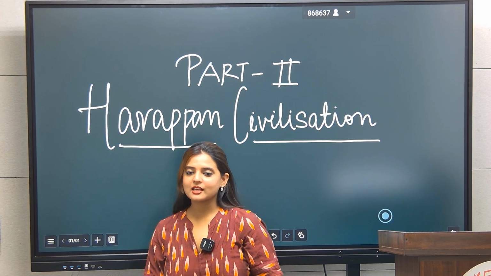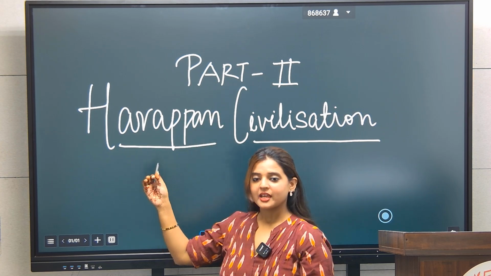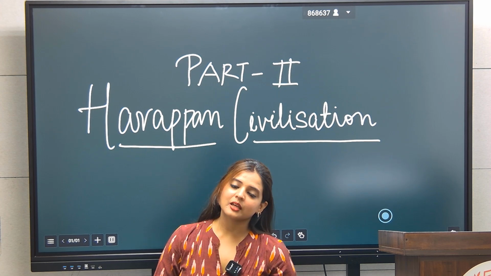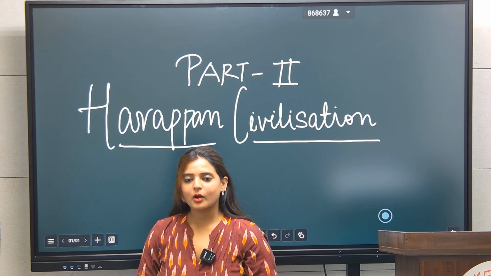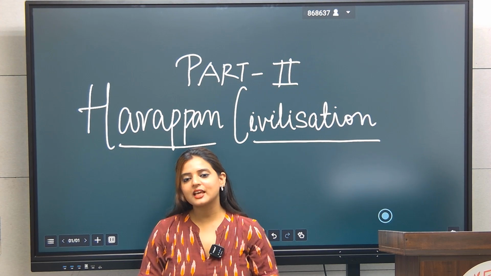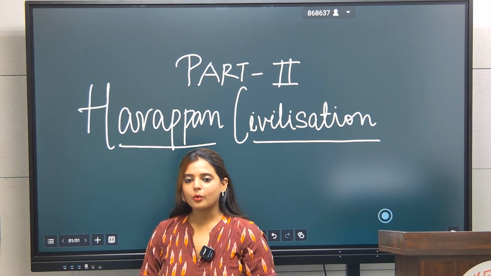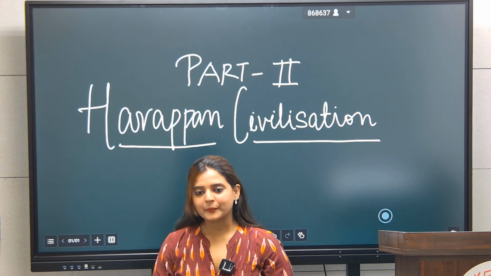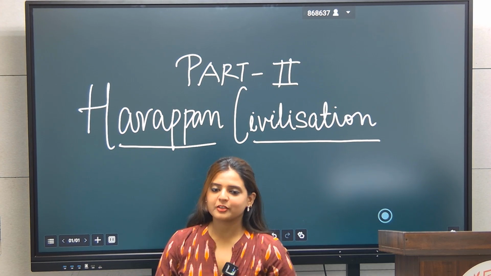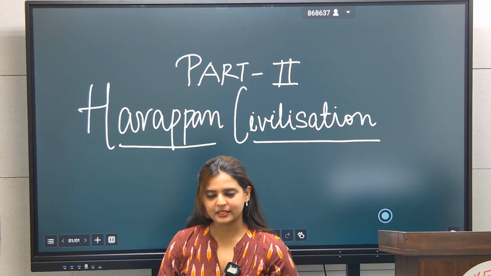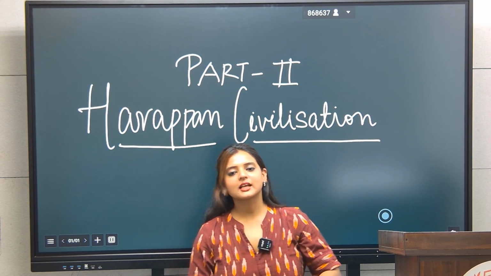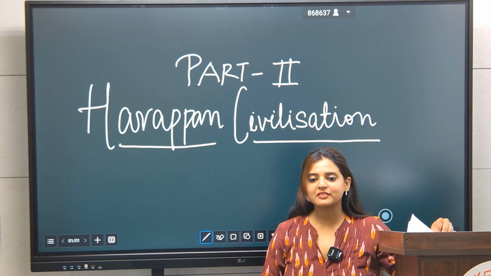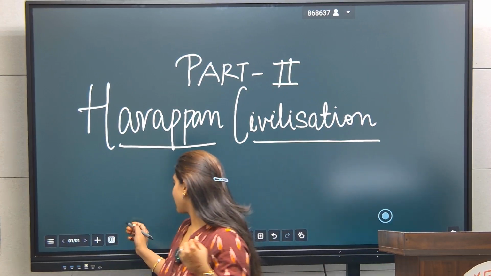Today we are going to discuss part 2 of the Harappan civilization. In part 1, we discussed how the Harappan civilization emerged, how agricultural techniques were used, what grains and animals were found, how Mohenjo-daro was a center of urban planning, the Great Bath, and what the social and economic differences in Harappan society were. Today we are going to discuss the crafts, the art and architecture that were found in the Harappan civilization, and let's continue.